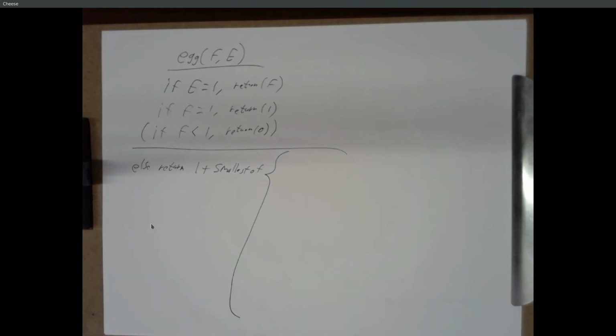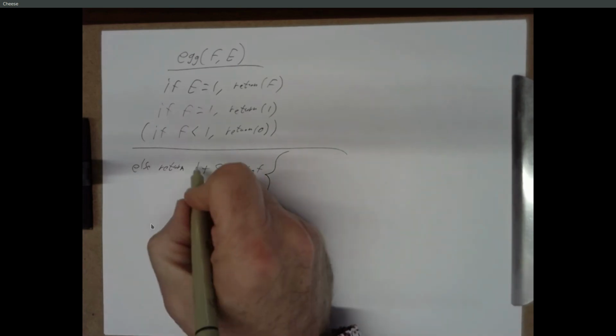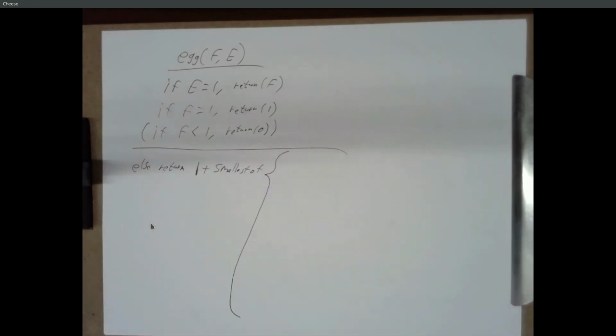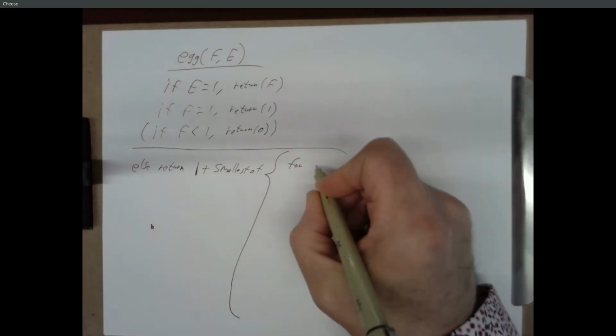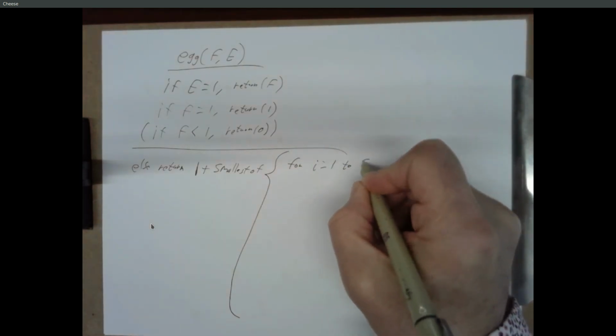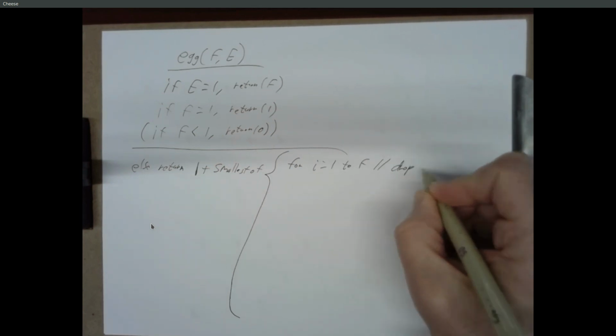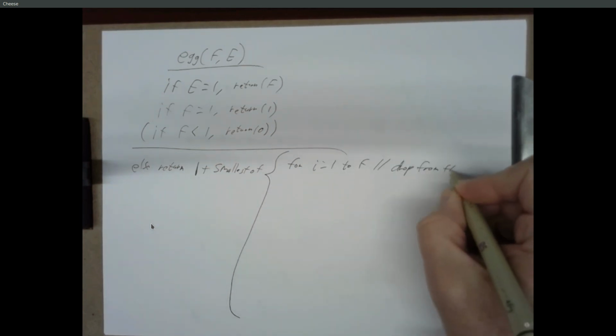Because if there's F floors, there's F possible experiments we can start with. We can say, okay, first experiment, we're going to drop the egg from floor 1. Or first experiment, we'll drop from floor 2. Or we'll drop from floor F. So we want to know, for each of those possible first experiments, what's the best we can do in terms of how many experiments we need to run. So this is like for I equals 1 to F, drop from floor I.